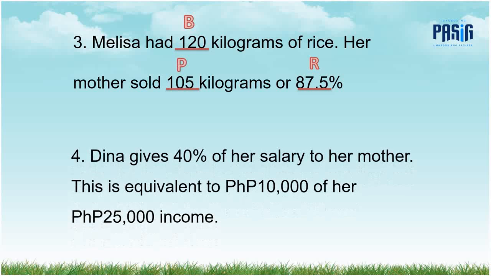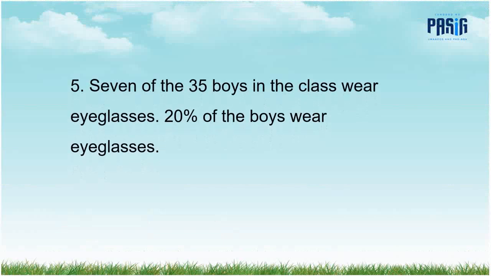Dina gives 40% of her salary to her mother. This is equivalent to 10,000 pesos of her 25,000 pesos income. 40% is the rate, 10,000 pesos is the percentage, 25,000 pesos is the base. Number 5. 7 of the 35 boys in the class wear eyeglasses. 20% of the boys wear eyeglasses. 7 is the percentage, 35 is the base, 20% is the rate.